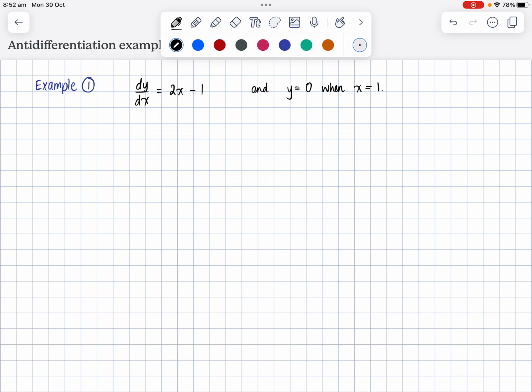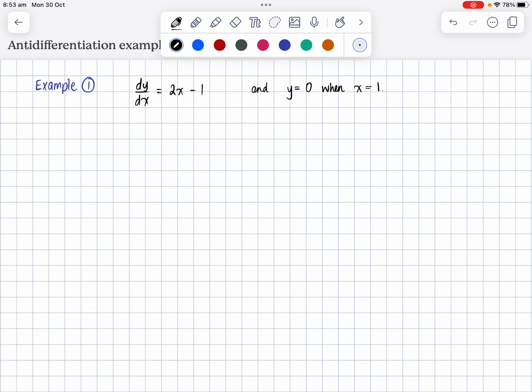Hopefully by now you have worked out how to anti-differentiate. As I mentioned, it's pretty self-explanatory. There is a rule in the notes, but I always just get the little voice in my head to say add 1 to the power, divide by the new power. So let's run through that now.